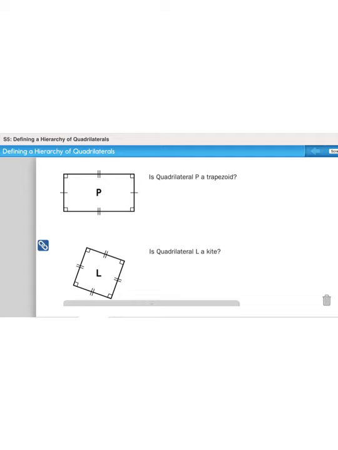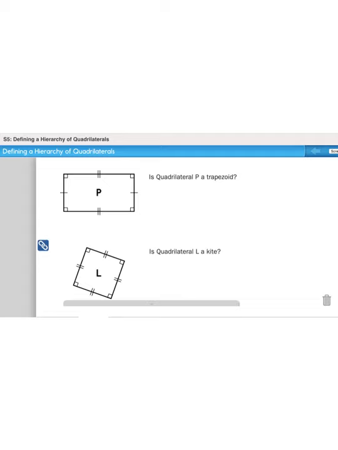Okay, let's talk about a few more examples that we can see with our quadrilateral shapes. So look at quadrilateral P. Is quadrilateral P a trapezoid? Some of you may think it's not a trapezoid because it has two pairs of parallel sides. But the definition on our journal page says that a trapezoid is a quadrilateral with at least one pair of parallel sides. So this means that a trapezoid could have either one or two pairs of parallel sides. Therefore, quadrilateral P is also a trapezoid.